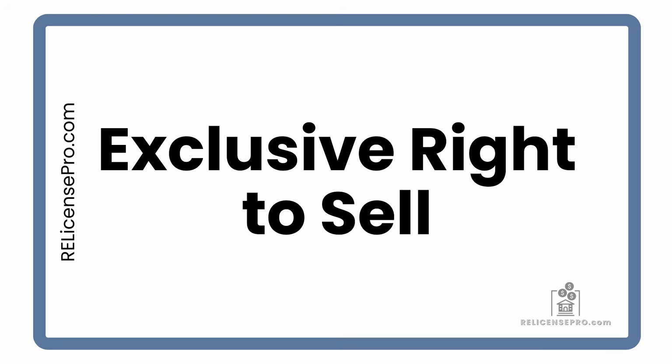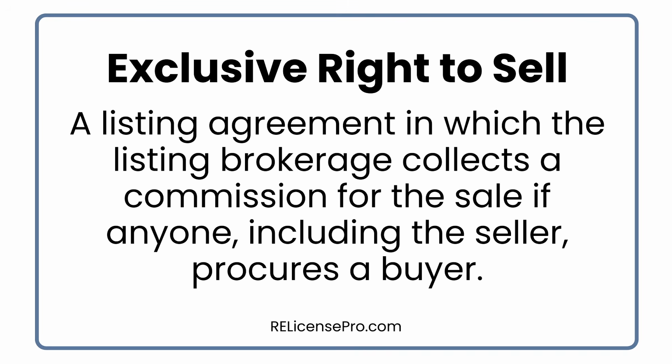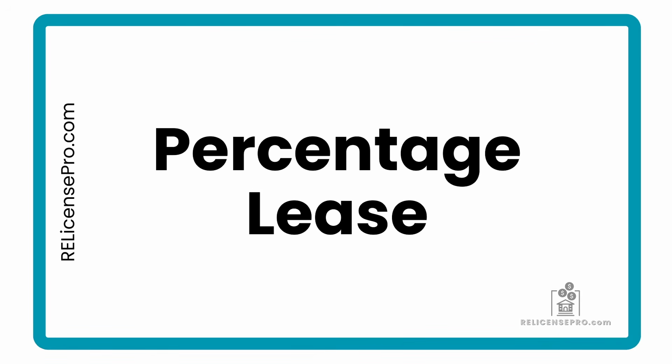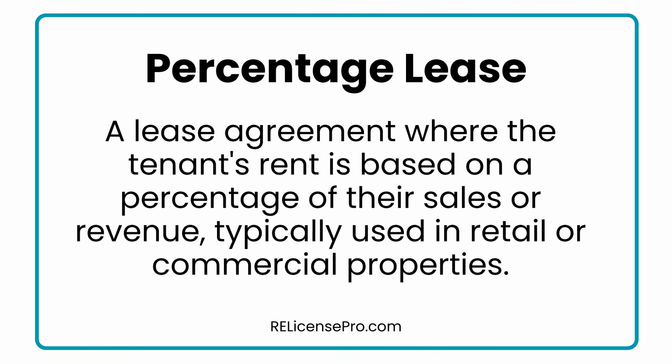Exclusive right to sell is a listing agreement in which the listing broker collects a commission for the sale if anyone, including the seller, procures a buyer. Percentage lease is a lease agreement where the tenant's rent is based on a percentage of their sales or revenue, typically used in retail or commercial properties.